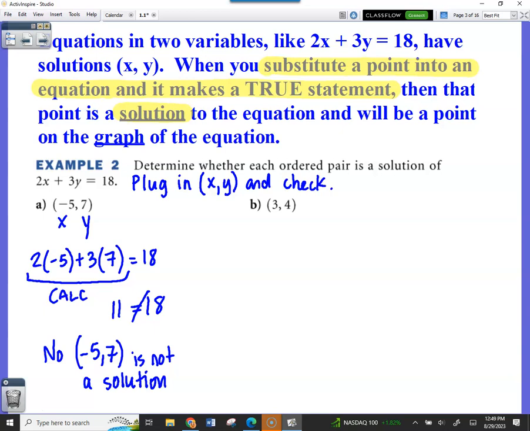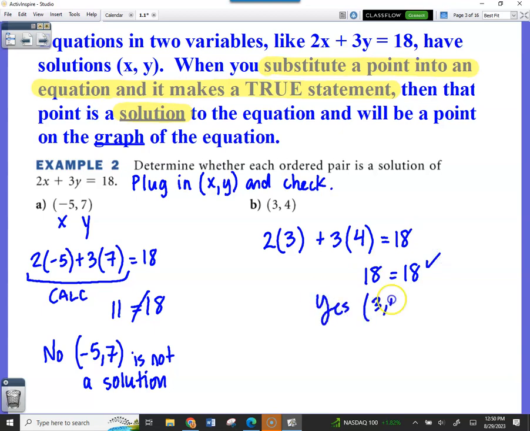For B, what did you get? If you go and plug x and y in, you get 18 equals 18, which is true. So yes, (3, 4) is a solution.